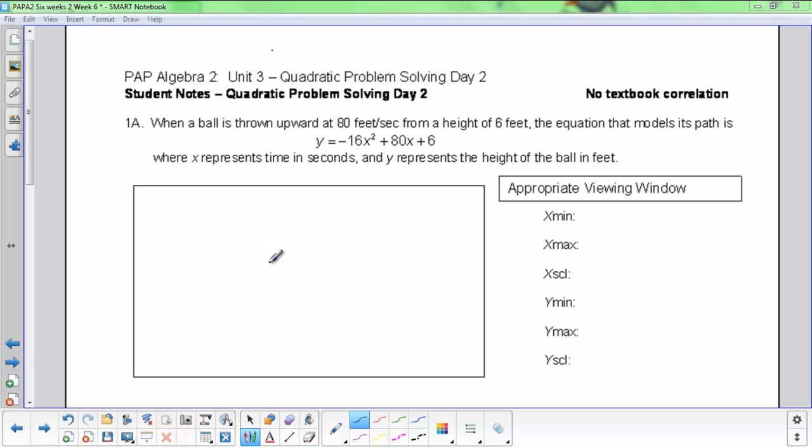Quadratic problem solving day 2. Today what we're going to use is the calculator, the graphing function of the calculator, to help us determine solutions to quadratic problems.